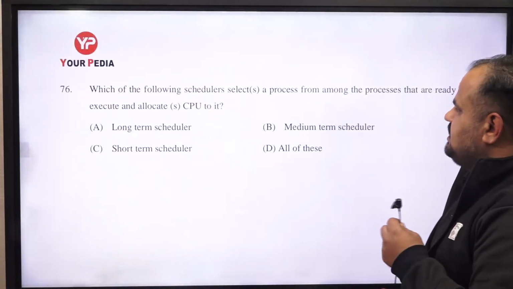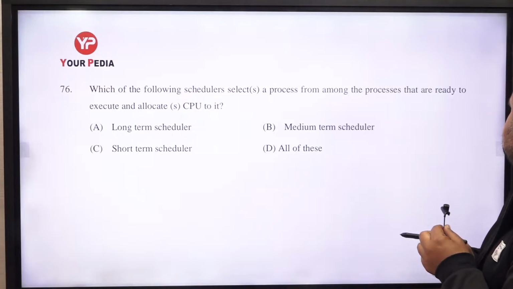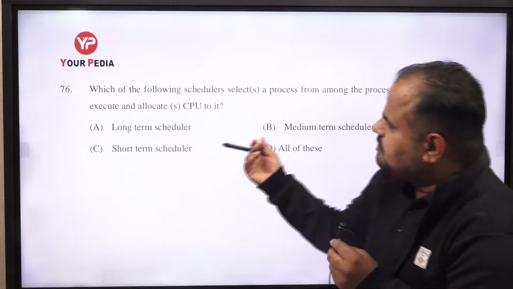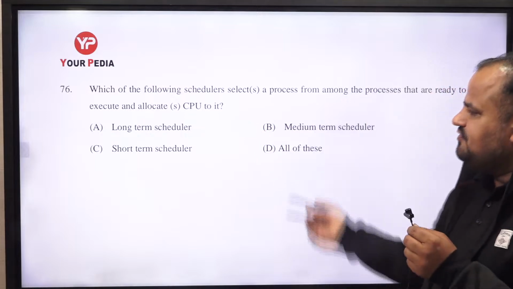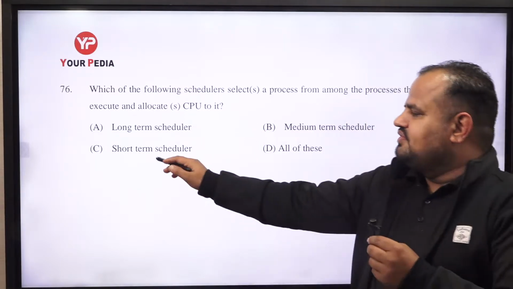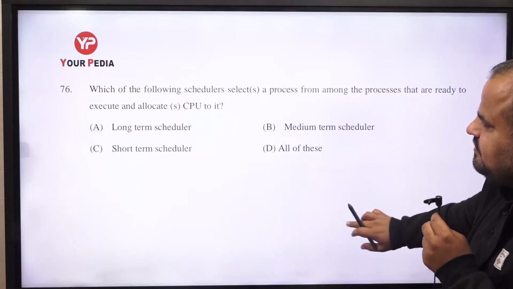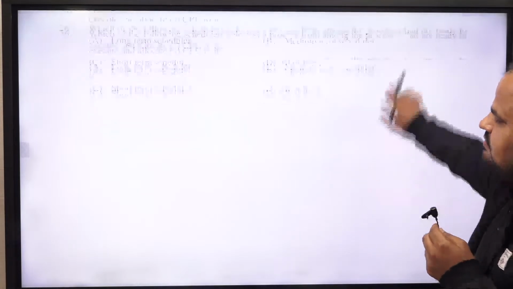Which of the following schedulers selects a process from among those that are ready to execute, meaning ready to run state, and allocates CPU? Always keep in mind, we know that it is the short-term scheduler. So C is the right answer. Very basic, very simple problem. C is the right answer.